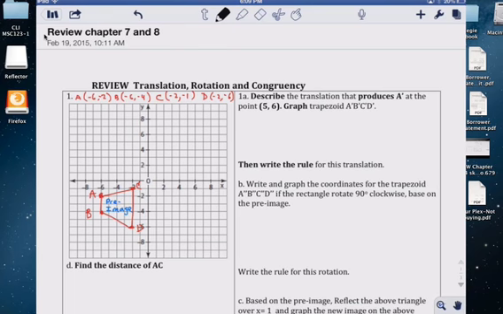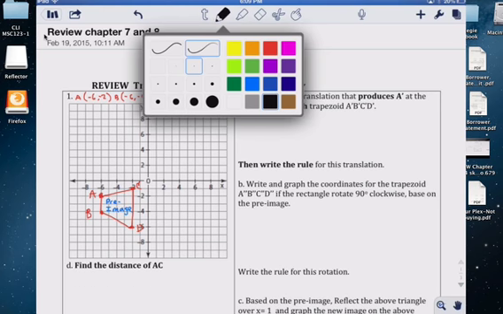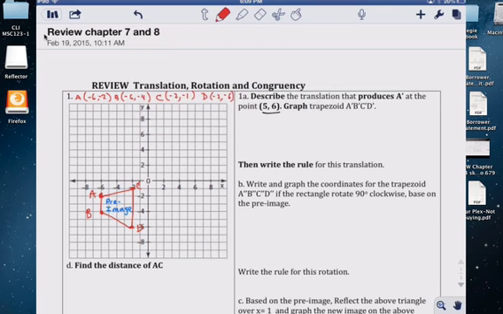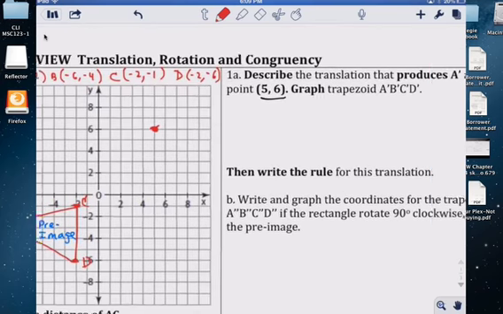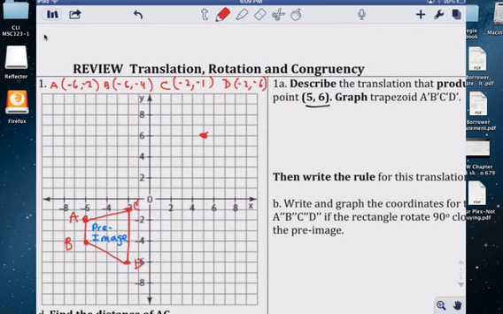Good morning, class. A prime is at (5, 6). So let's find (5, 6). (5, 6) is over here. So the original coordinates, I always like, because they want you to write the rules.